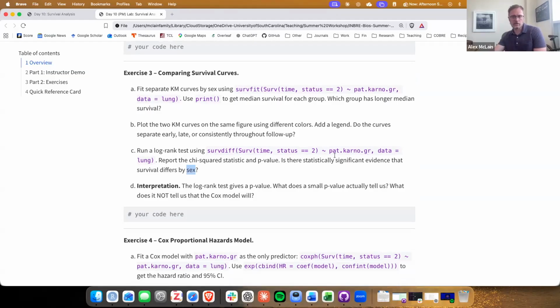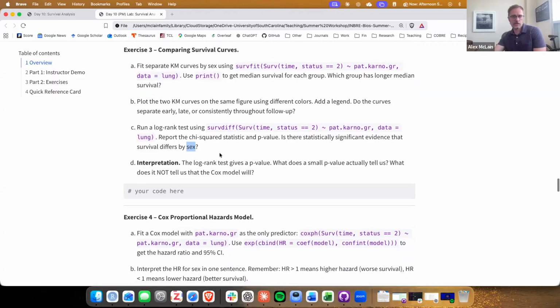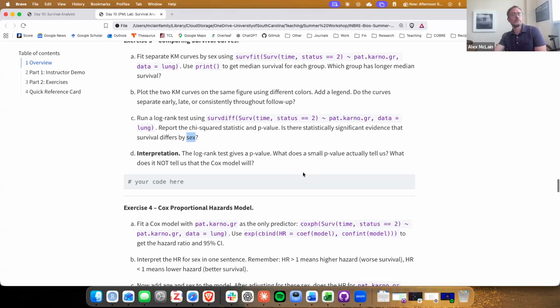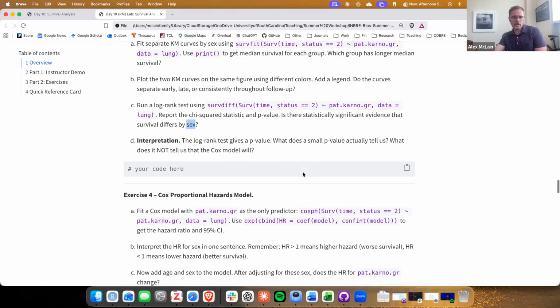This says sex. I didn't mean sex here. I meant this Carnot group. So do we see any differences by that variable? Intuition: what does a small p-value tell us? What does it not tell us that the Cox model will? So just some of those differences in terms of the effect size, the measure of that.